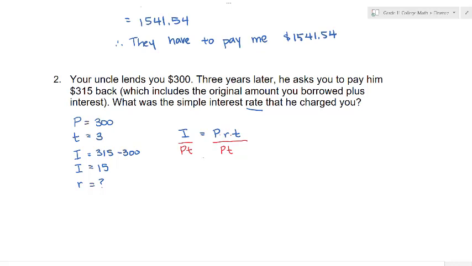And so I end up getting R on the right side. You see how the P's cancel and the T's cancel, and I'm just left with R equals I over PT.